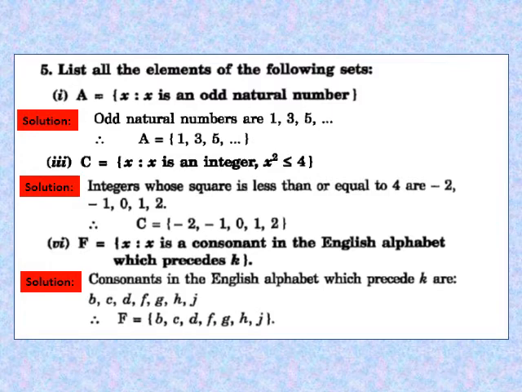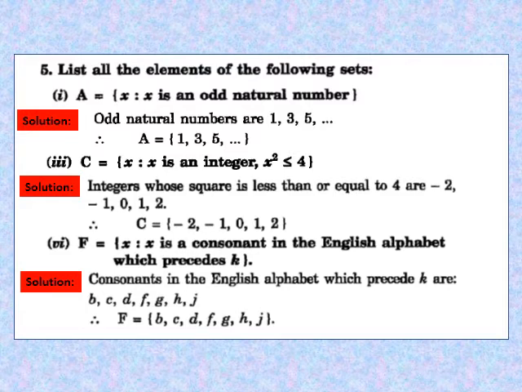Third is C equals X such that X is an integer and X square less or equal to 4. So we have to think of integers whose square is less or equal to 4. Minus 2 square is what? 4. Minus 1 square is 1. 0 square is 0. Again 1 square is 1 and 2 square is 4. So the integers we are getting are minus 2, minus 1, 0, 1 and 2. Clear? So we are going to write C as, in middle bracket, minus 2, minus 1, 0, 1, 2, all separated by commas. Clear?